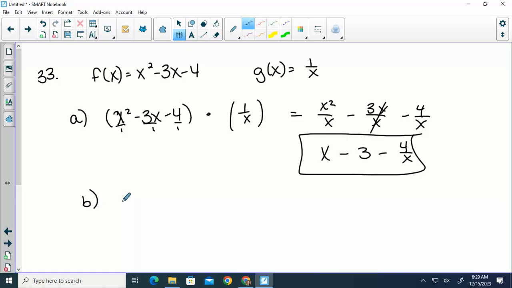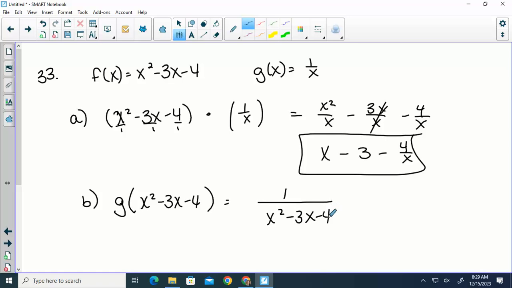B, g composed with f, so that's g of f was x squared minus 3x minus 4. So I go to g and I replace my x with this. And you're not solving anything, you're just writing that expression. So that's our final answer. Is there anything else that you want to look at?